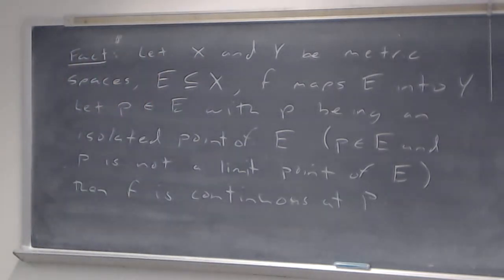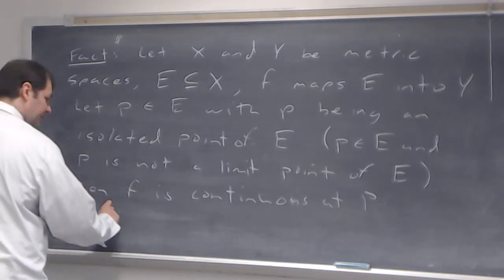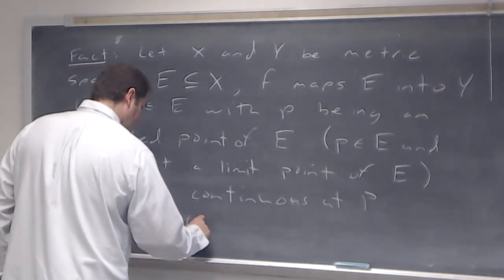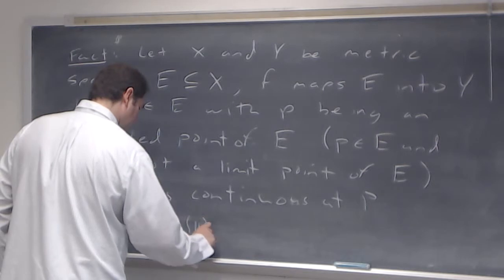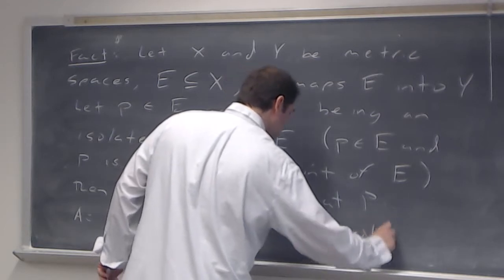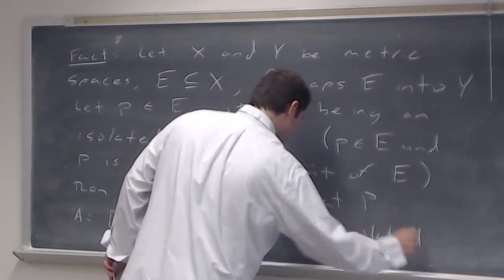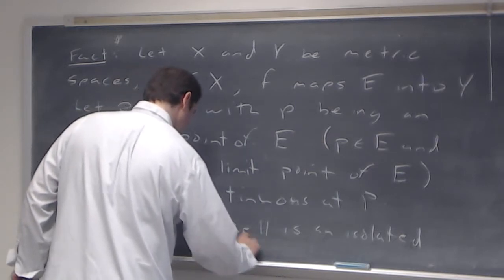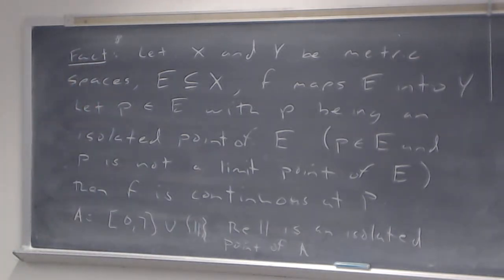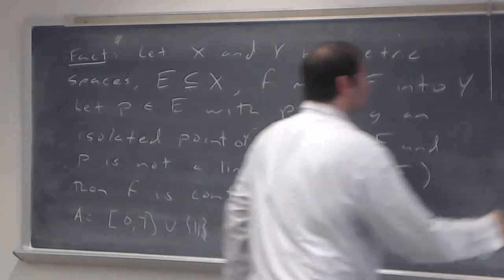Before I do the proof, let me do an example of an isolated point. If you had A equal to maybe something like 0 to 7 in the real numbers union with 11, then 11 would be an isolated point of A. It's isolated in that there's nothing from A besides 11 out there next to 11, close to 11. Okay, well now let's prove this fact.